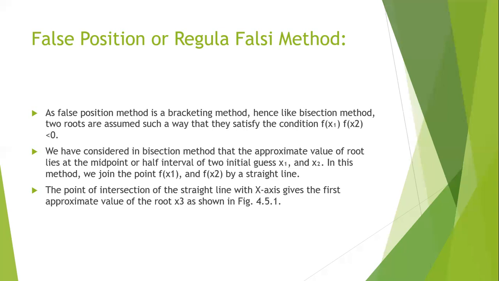In the bisection method, the approximate value of the root lies at the midpoint or half interval of the two initial guesses x1 and x2, that is, the next value of the root is the middle value, (a plus b) upon 2, equal to c. But in this case, the two points f(x1) and f(x2) are joined by a straight line, and this straight line intersects the x-axis at this point. This is your next guess, the first approximate value of the root, that is x3, as shown in the figure.